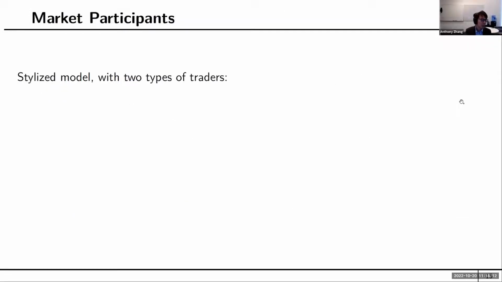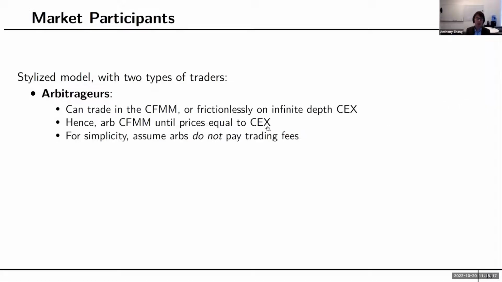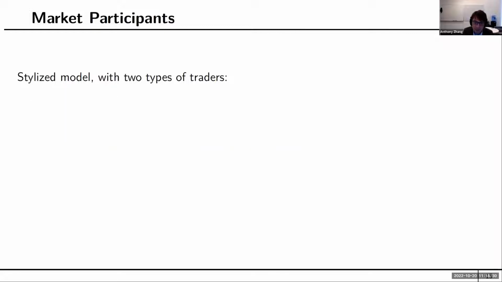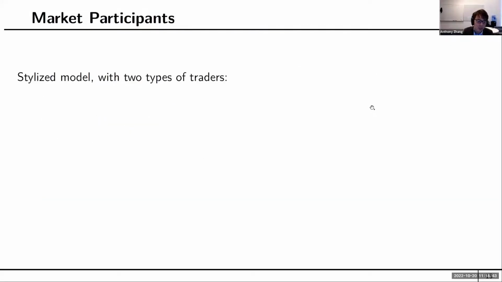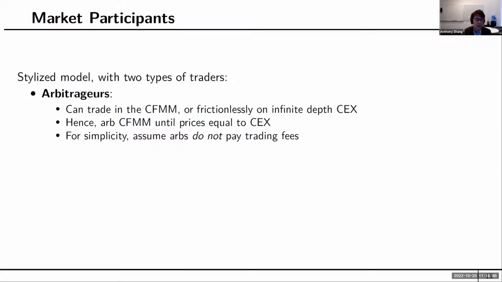Okay, so in our model, we're going to assume there are two kinds of traders. We're going to assume there are arbitrageurs. Arbitrageurs basically make sure the CFMM's prices are in line with Binance. They can trade frictionlessly on the infinite-depth Binance. What they do is arb the CFMM until the prices are equal to the centralized exchange prices, right? So the people that make sure that this holds at any given point are arbitrageurs. When Binance prices move, the arbitrageurs have profits they can make, and then arb the AMM until we get to the point where the prices are equal to Binance. We're going to assume for simplicity that arbs do not pay trading fees, so that's going to simplify our analysis.